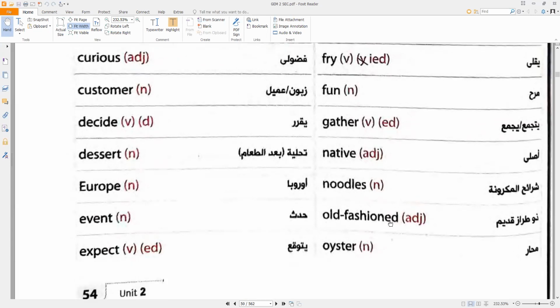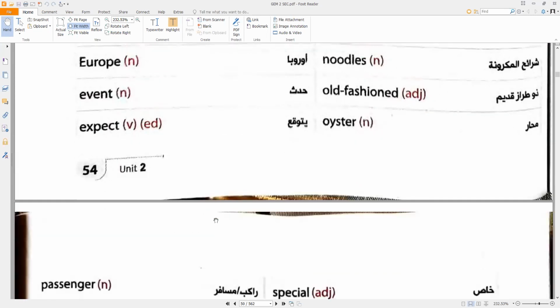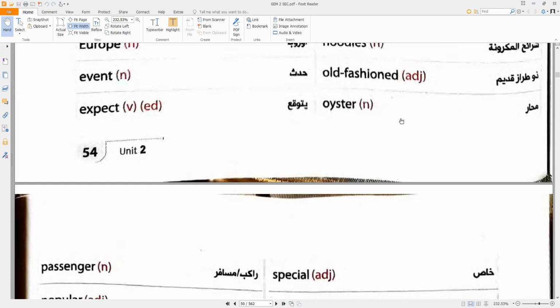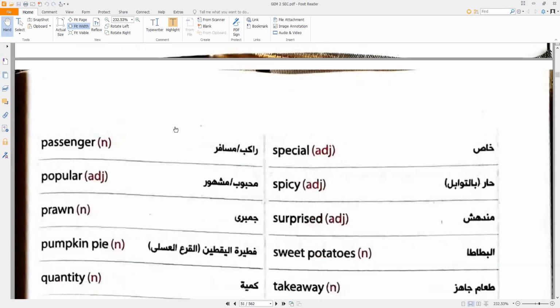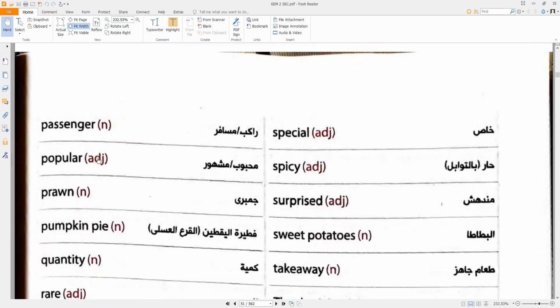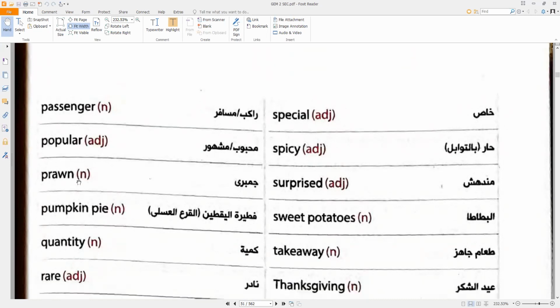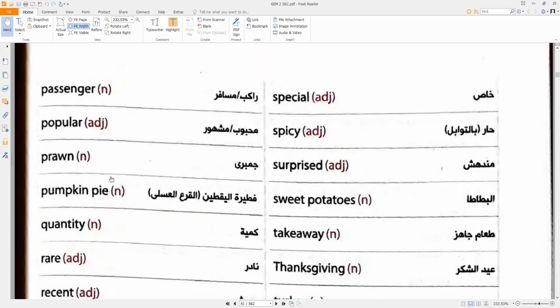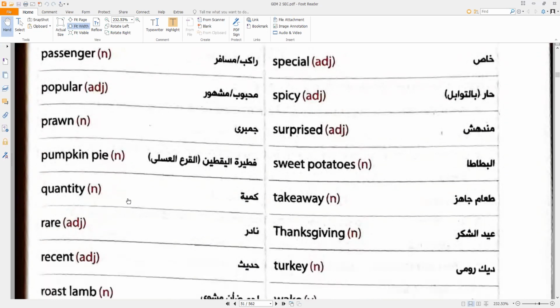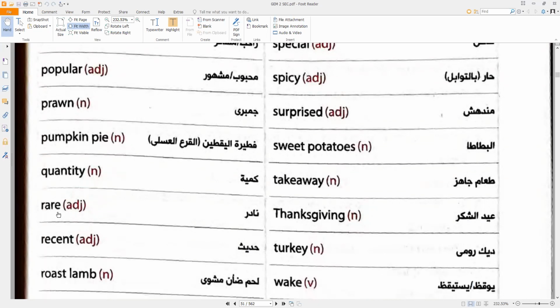Old fashioned. Yeah, it's very old. Oyster. There are some oysters we find in birds. Passenger. Popular. Famous, yes, but popular is always in a good way, it has a positive meaning. Prawn, yeah, prawn, shrimp, pumpkin pie, quantity, yes, like amount, rare, very rare.